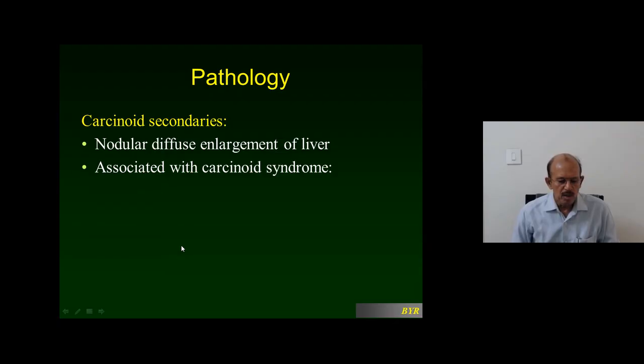Hope I am audible. First of all, tell me, am I audible or not? Very good, wonderful. It is called neuroendocrine tumor. Very good.